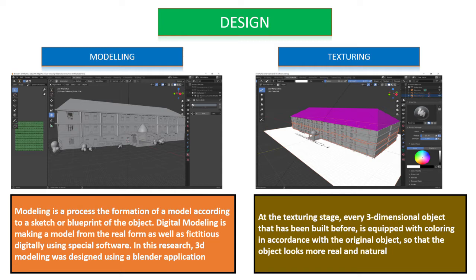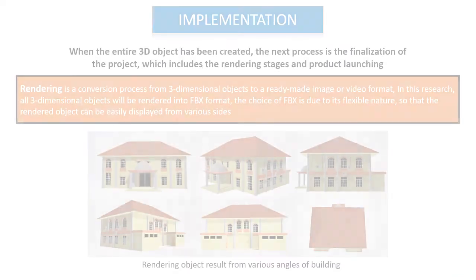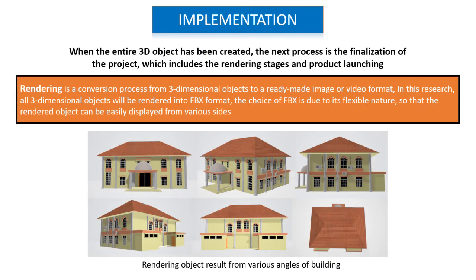Texturing. At the texturing stage, every three-dimensional object that has been built before is equipped with coloring in accordance with the original object, so that the object looks more real and natural. The next stage is implementation. When the entire 3D object has been created, the next process is the finalization of the project, which includes the rendering stage and the product launching.